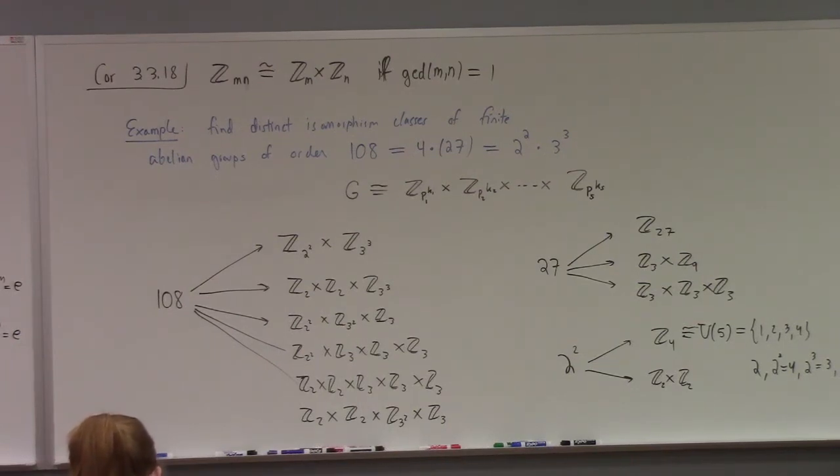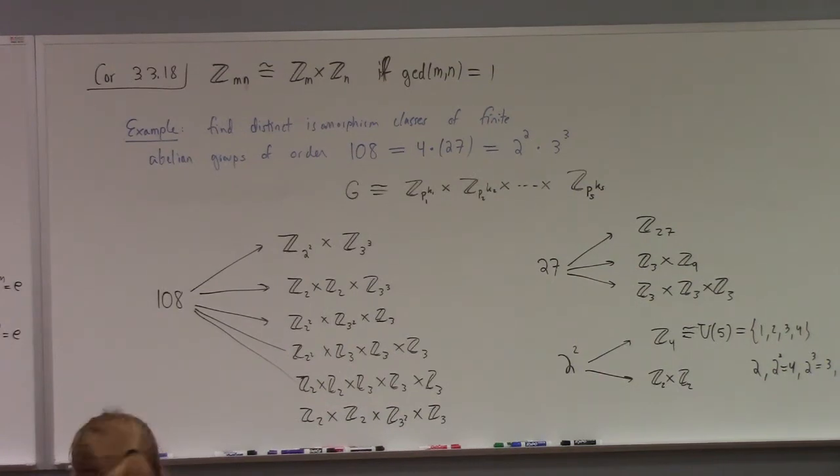Now, if I drop the abelian, and if we think about possibly non-abelian groups of order 108, then I have no earthly idea how many of them there are, or if there are any at all, right off the top of my head, because I am not a group theorist. I am merely teaching you group theory. Yes. All right.